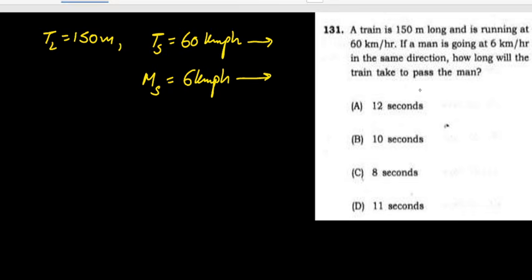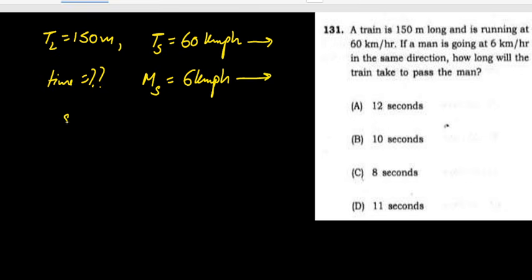Okay, and it is running at 60 kilometers per hour, so they have also given us the train speed, which is 60 kilometers per hour. If a man is going at 6 kilometers per hour in the same direction, again exactly the same question, we have a man moving in the same direction with a speed of 6 kilometers per hour. Both of them are moving in the same direction. In that case, how long will it take the train to pass? That means we have to get the time. Can you do it, my friend? Yes, let's do it quickly.